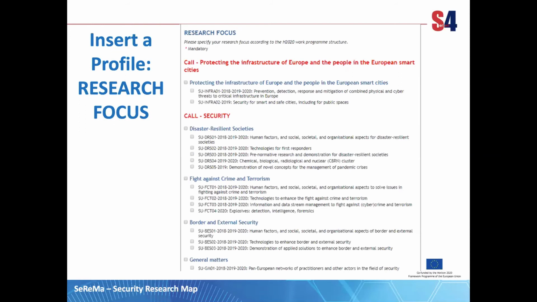Next is the research focus. Here you'll be able to choose specific topics that your organization is interested in from the Secure Societies Work Program. For example, if you're interested in DRS2, FCT3, and BES1, you'll be able to check them all and show that these are the topics that you are interested in.